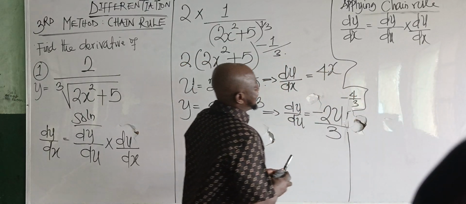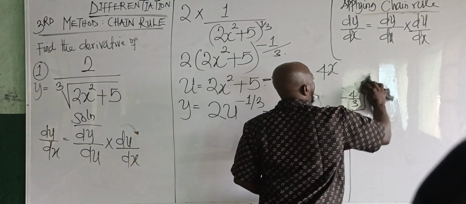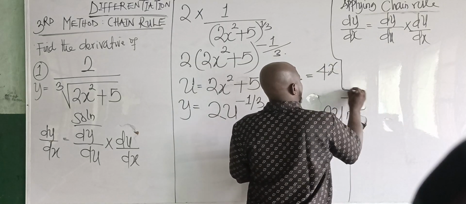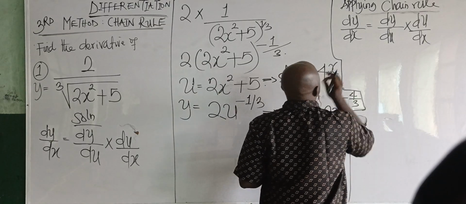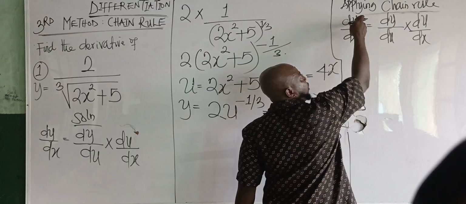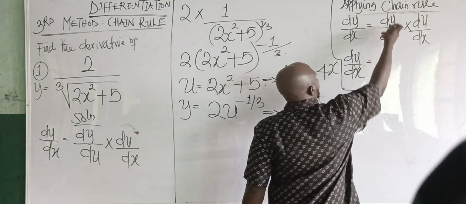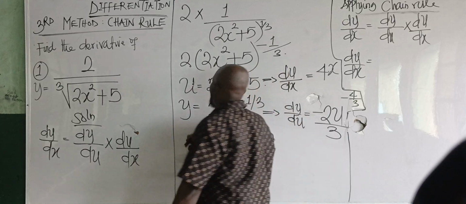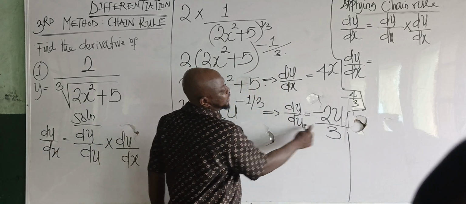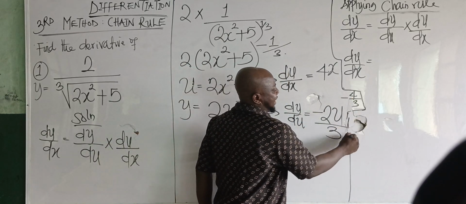Now, what is the next thing here we are to do here? The next thing is that we are going to now bring this one because we are always looking for dy over dx in differentiation. We are always looking for this. This is what we are looking for. So I already know my dy du. What's my dy du here? Look at this. My dy du is all of this one. Dy du here is all of this.